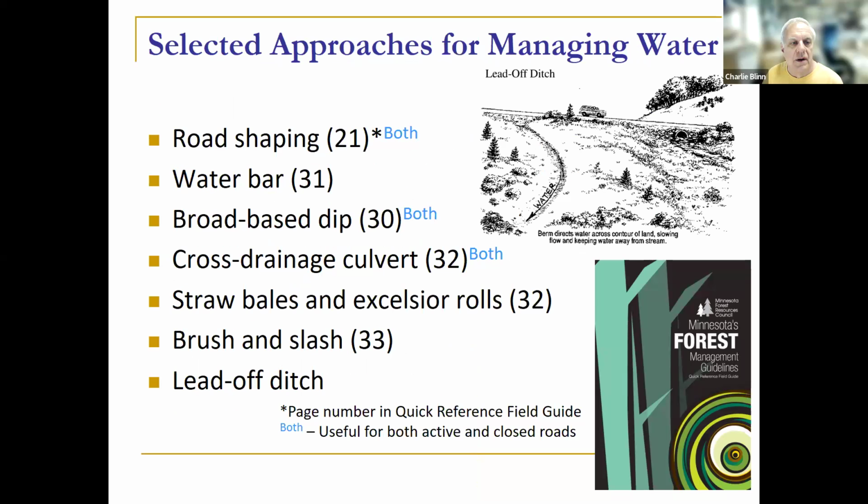So according to our FMG guidebook, and maybe we'll get a link posted in the chat there, we've got different approaches for managing water, and I've listed just some of them here that are in our toolbox. Road shaping, water bars, broad-based dips, cross-drainage culverts, straw bales, and excelsior rolls, brush and slash, and then lead-off ditches. The page numbers represent where you can find information about that in the field guide.